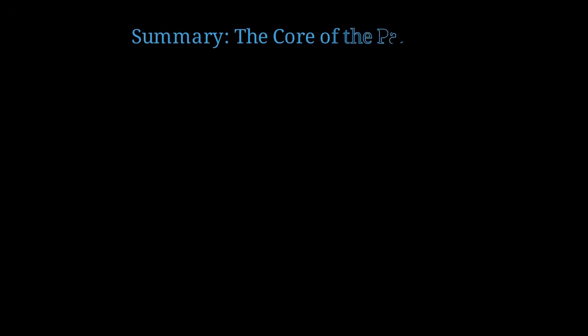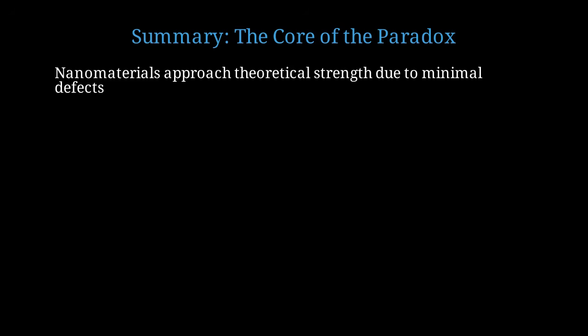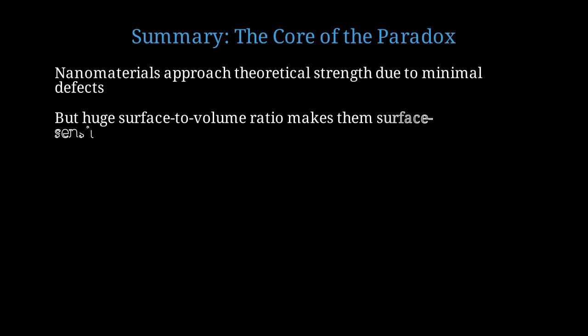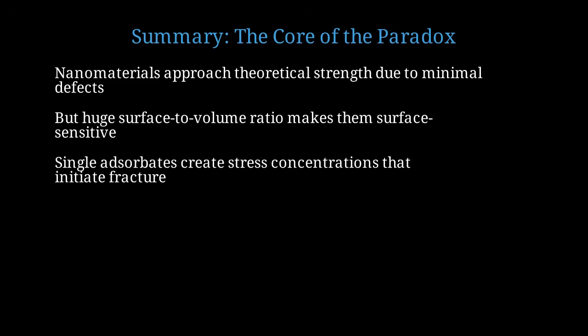Let me summarize the core of the fracture strength paradox. Nanomaterials can approach theoretical strength because they have almost no bulk defects like dislocations or grain boundaries. However, their enormous surface-to-volume ratio makes them exquisitely sensitive to surface perturbations. A single adsorbed molecule can create a stress concentration sufficient to initiate catastrophic fracture, reducing strength by 50 to 70%.